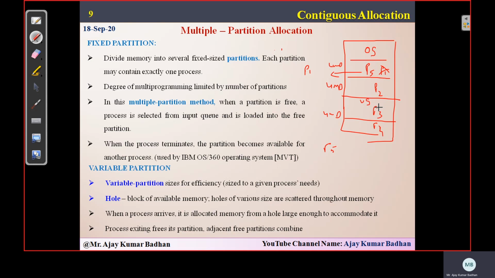Okay, now this is what we call the multi-partitioning method. The degree of multi-programming depends upon how many processes are executing in this particular operating system. This fixed partition, whatever I said, is used in the IBM OS/360 operating system. This is MFT. IBM OS/360 used the fixed partition technique in the early 60s, and we call it MFT. MFT is nothing but multi-programming with a fixed number of tasks.